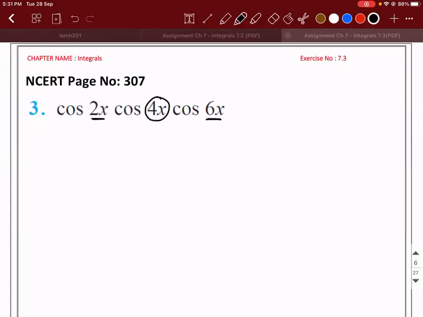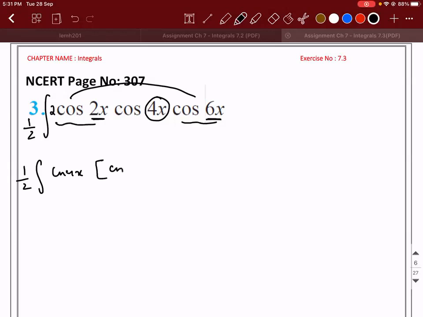I'll tell you how to do this. So same logic, multiply and divide it with 2. So half into 2 cos 2x into cos 6x. So cos 4x, I'm leaving it. 2 cos 2x into cos 6x will give you cos of. So cos into cos will come where?